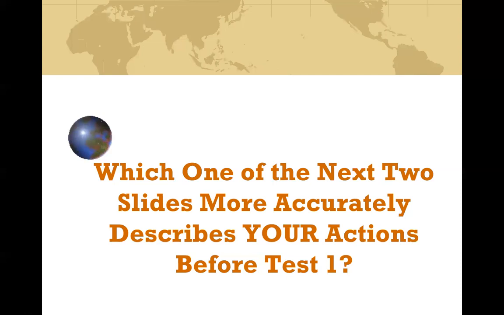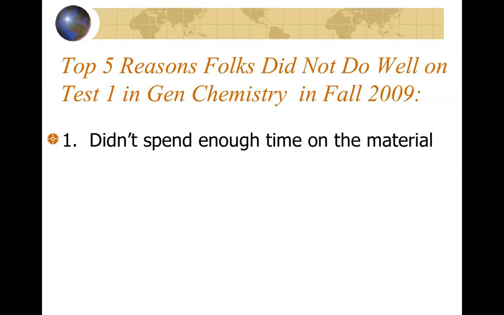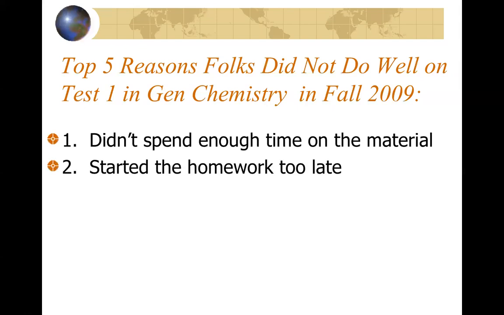So she gathered up the top 5 answers from those who did not do well in her general chemistry class, and what they attributed that to. Well, number 1, didn't spend enough time on the material. Number 2, started the homework too late. Now let me ask you, if you're starting the homework the night before it's due, are you going to be able to use that technique where you work through all the practice exercises before doing the homework?